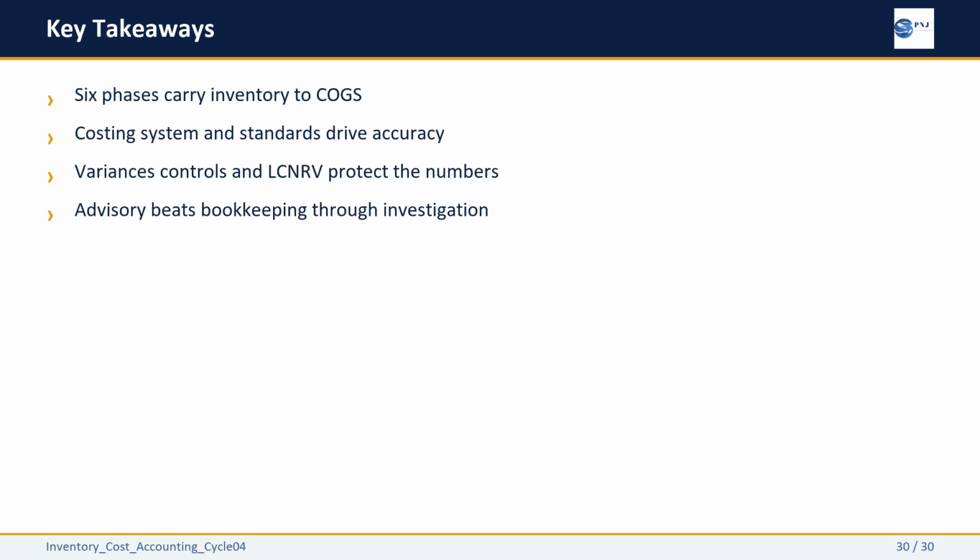Let us bring it home. Inventory moves through 6 phases from procurement to COGS, and the costing system you choose, job, process, or ABC, shapes every number along the way. Standard costs and a sound POR keep valuation accurate, while the 9 variances, strong controls, and timely LCNRV protect the balance sheet. The real advisory value lies in investigation, turning variance reports and reconciliations into management insight rather than mere bookkeeping.